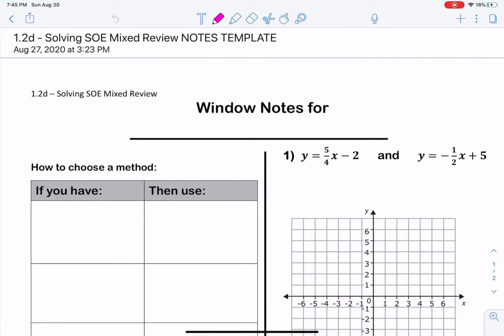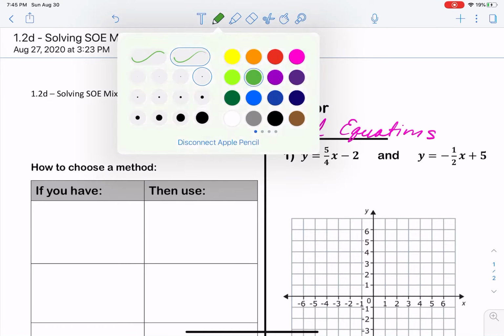This is a review for the different methods that we've covered on how to solve systems of equations. These are not all the methods, but these are the ones that we've covered so far.